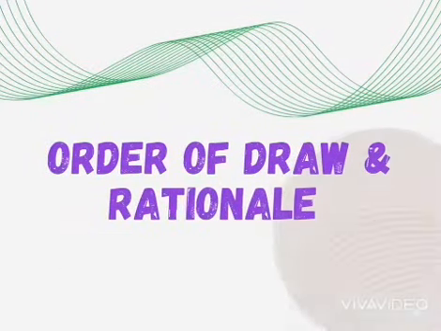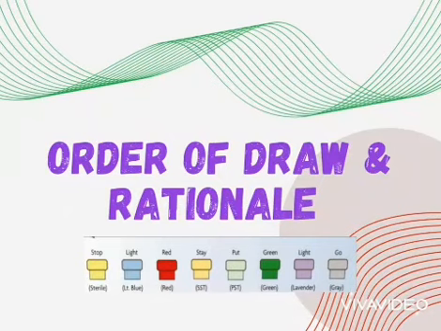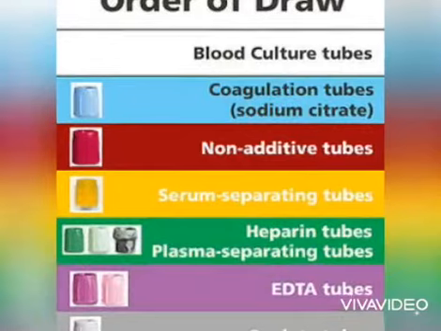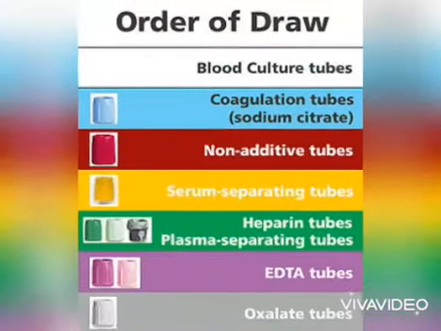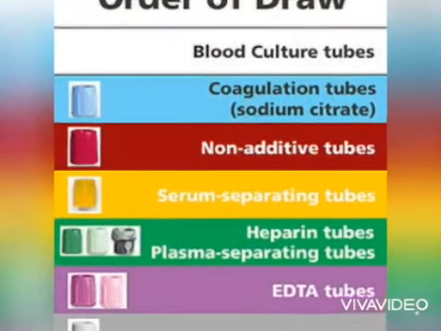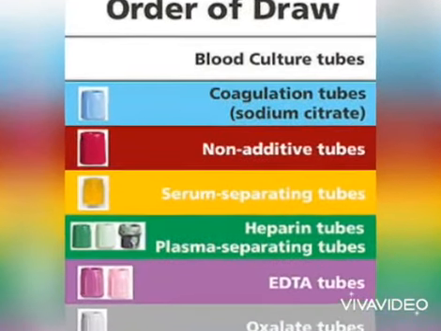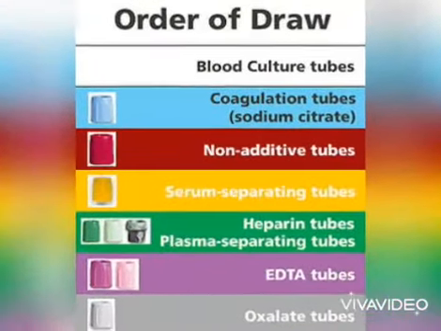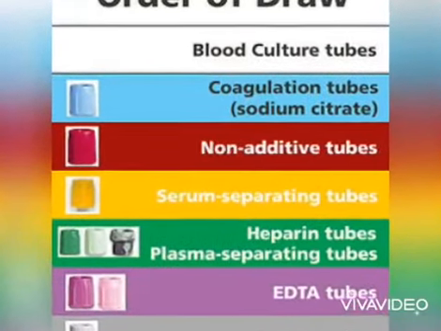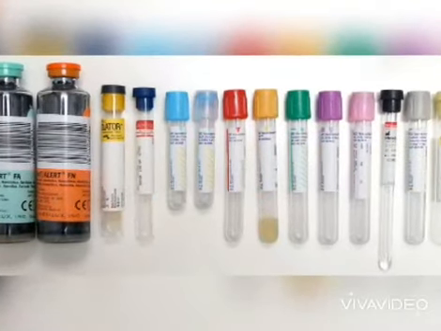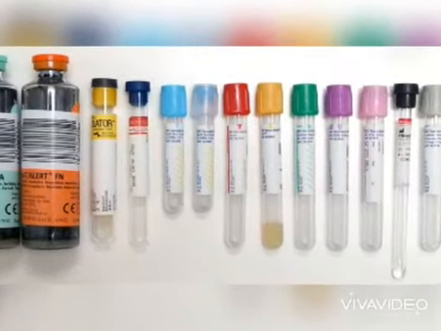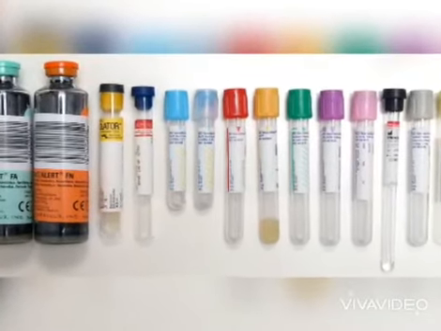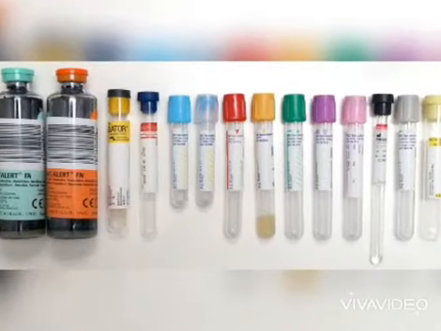Let's continue with the order of draw and rationale. We'll start with blood culture, which is the sterile collection. This is the yellow SPS, sterile media bottles. It minimizes the chance of microbial contamination. Next, we have the coagulation tubes. These are light blue. The first additive tube in the order of draw, because all the other additive tubes affect coagulation tests.